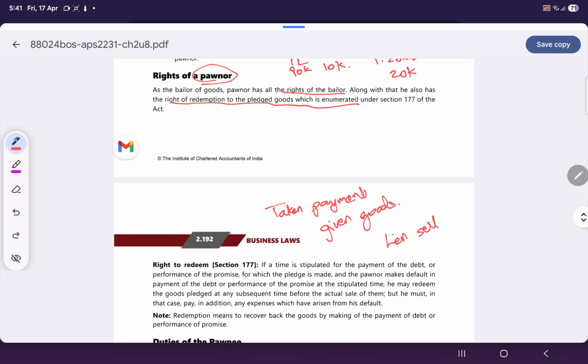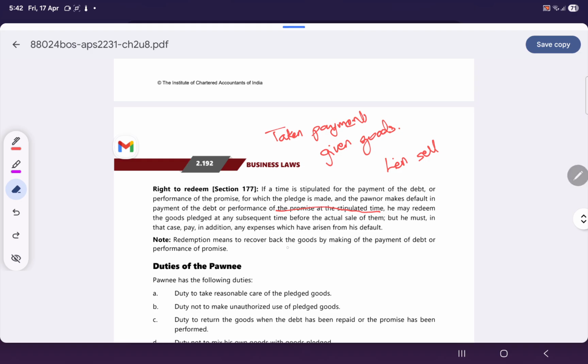If the pawner makes default in payment of the debt or performance of the promise at the stipulated time, he may redeem the goods pledged at a subsequent time before the actual sale of them. He can make the payment, but he must in that case pay, in addition, any expenses which have arisen from his default. That is extra interest or extra charges incurred to keep the goods. Redemption means to recover back the goods by making the payment of the debt or performance of the promise.